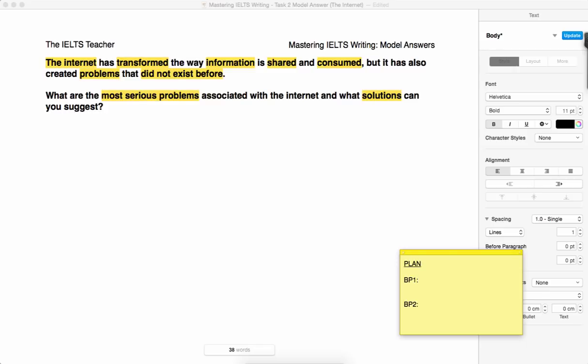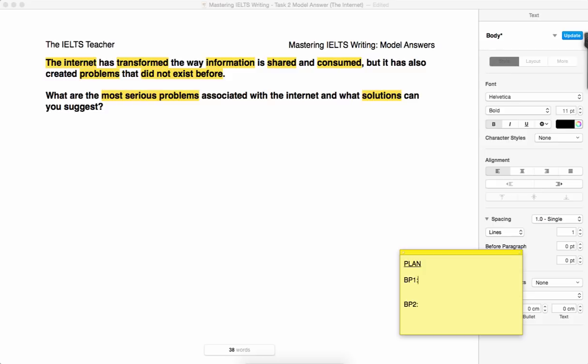It would be nice if we had a theme for each body paragraph, so a separate theme that's not just chosen at random. And one way that we can identify a theme is to again look at the task language, look at the words that we've highlighted. I want you to have a look at those highlighted words there and think, is there an opportunity here to find a theme for each body paragraph based on 2 of those keywords? Think about that for a moment.